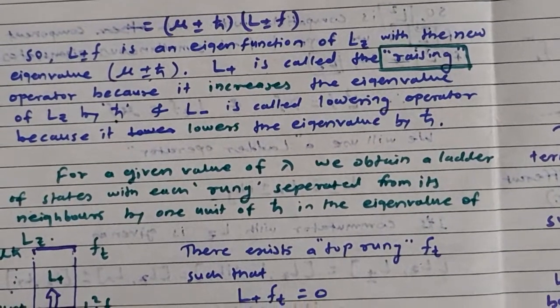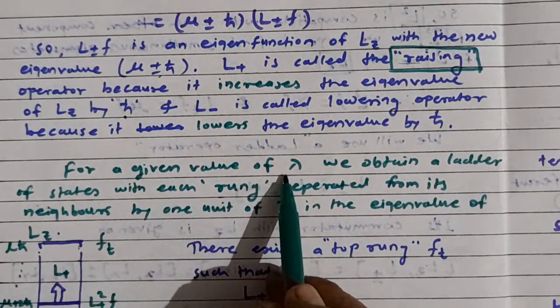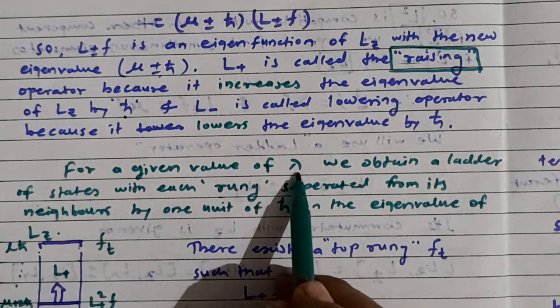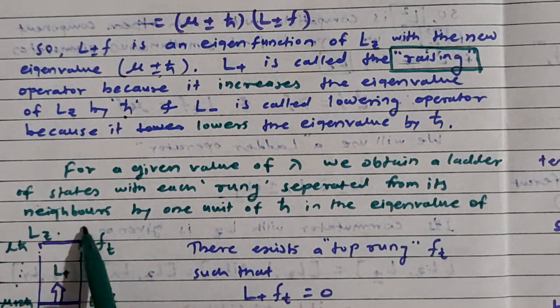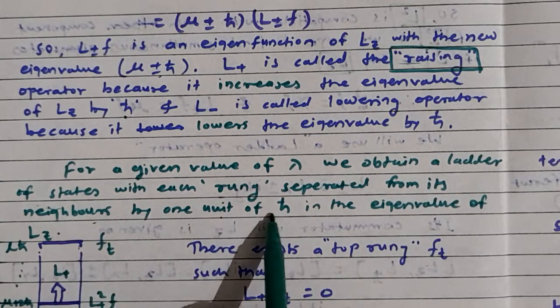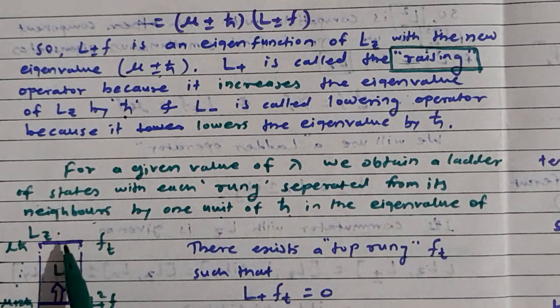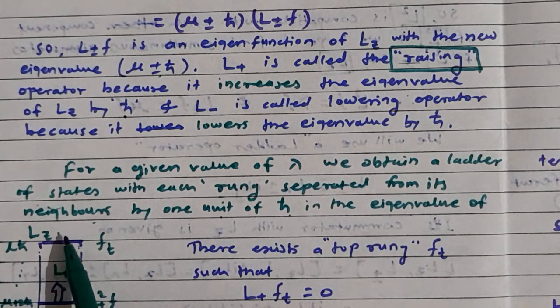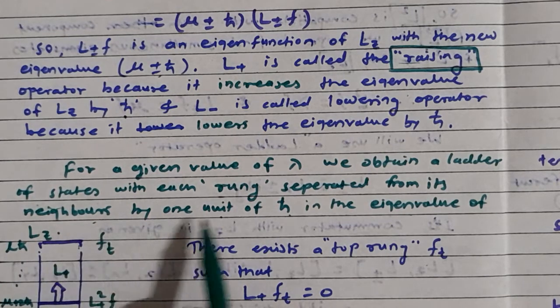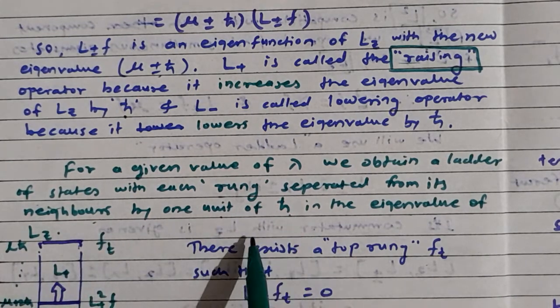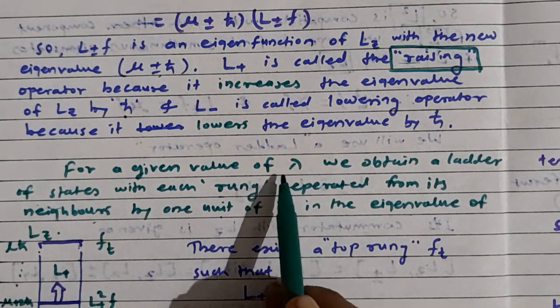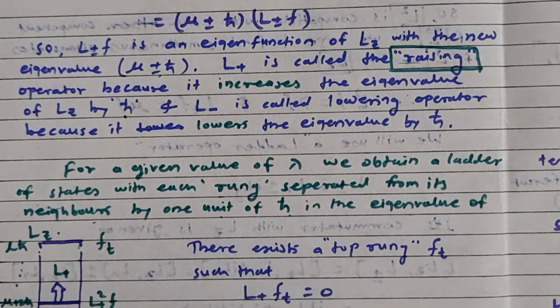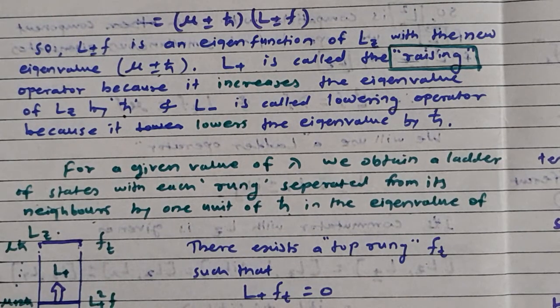Now here we'll see, for a given value of lambda, if we have chosen the eigenvalue for the given value of lambda, we obtain a ladder of states, with each rung separated from its neighbors by one unit of h cross in the eigenvalue of Lz. Okay, what we have considered here is one arbitrary state having its eigenvalue as mu h cross, or else we can have the eigenvalue as lambda 1, and if we operate our raising and lowering operators, we can find each rung of the ladder.